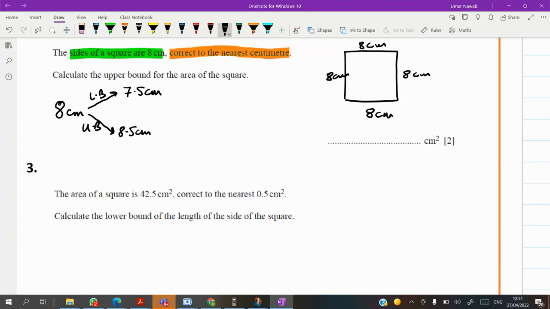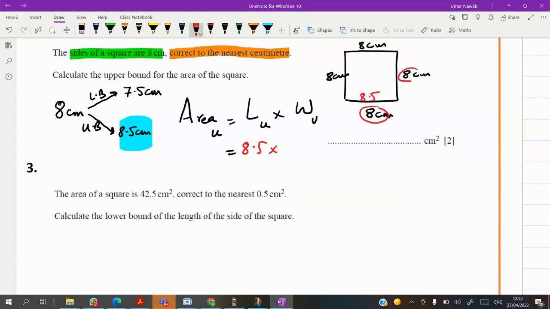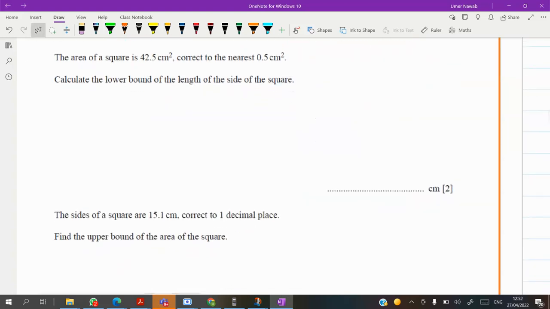He said, what is the upper bound of the area of a square? So area upper, we have to use length upper times width upper. Our upper length is 8.5 and our width is also, we will use 8.5. We multiply them together to get our desired answer.